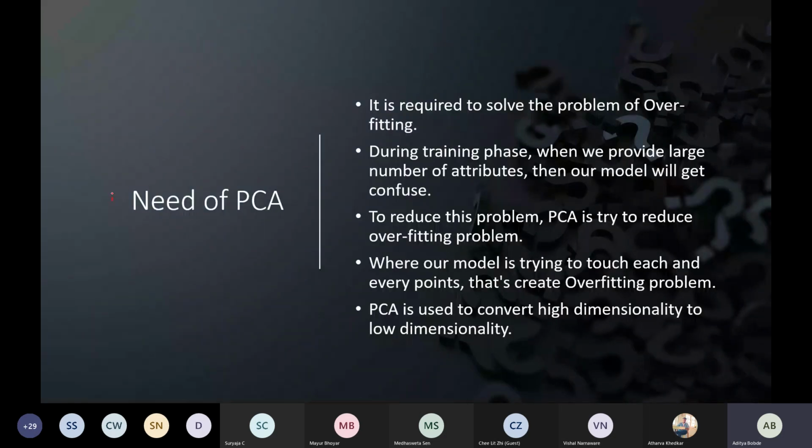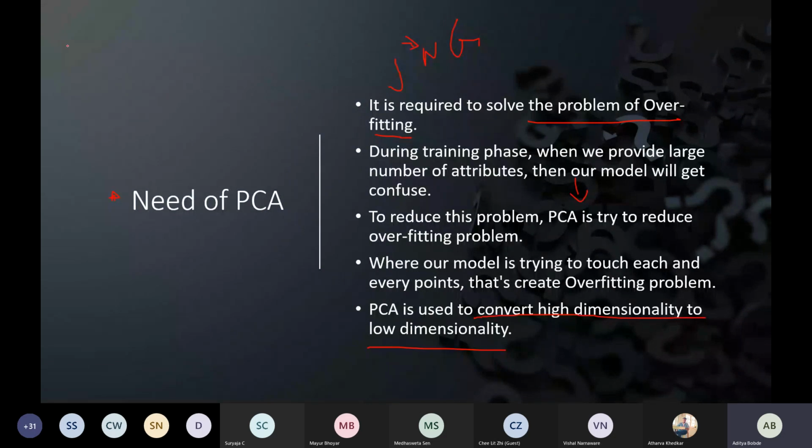So the question might arise, why do we need PCA? As we have seen, we have the problem of overfitting. The model learns by heart, so it is not able to generalize. To reduce this problem, PCA reduces overfitting. And what does PCA do? Just remember the fact that PCA converts your high dimensionality data into low dimensionality.